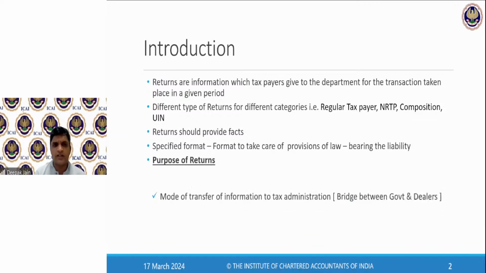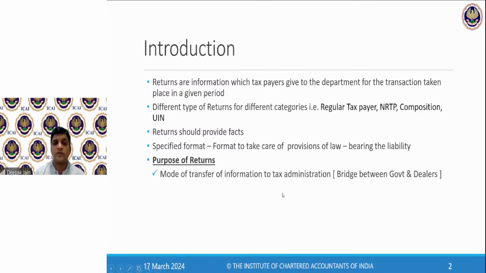What is the purpose of the returns? It is a mode of transfer of information to the tax administration. Like how we were saying that you do the transaction. Now, how will the tax department know how much transactions you have done? They will not come to you. They cannot individually come to all your dealers and ask for this. So we will have to proactively report it, because they have given us a format of the return. We have to proactively report this. So it bridges the gap between the government and the dealers.